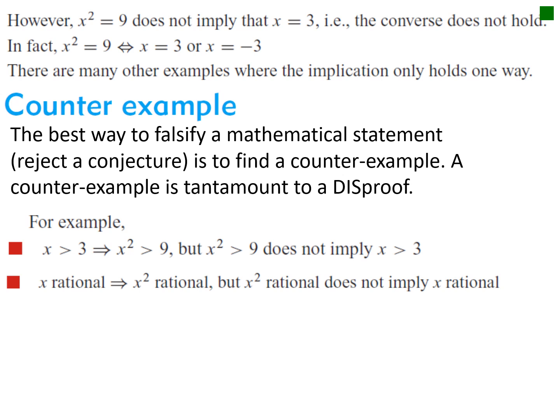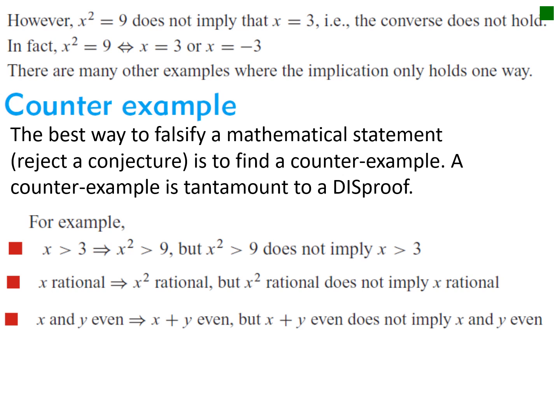Okay, here's another one. X is rational implies the square is also rational, but the converse is not true. X squared is rational does not imply that x is rational. Can you think of a counterexample to that? Can you think of a value of x where the square is rational, but the value itself is not rational? Aha! If you're thinking root 2, then you'd be spot on. Root 2 would be a classic example of that. So root 2 squared is 2, certainly rational, but root 2 is not rational, as we've discussed.